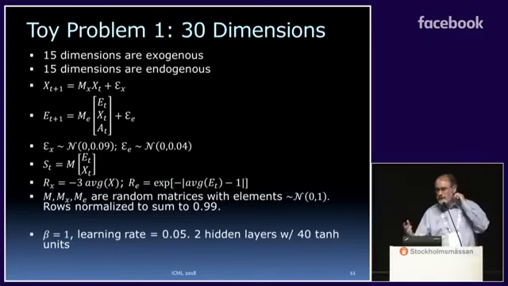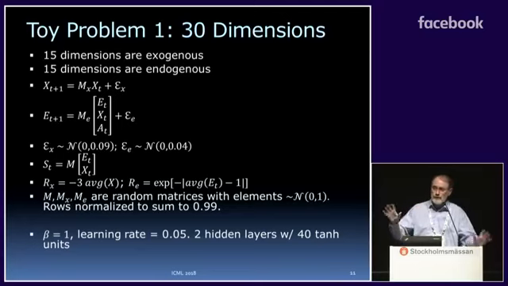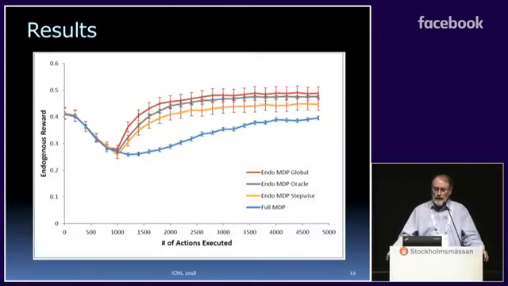So let me just show you two examples. There's a lot more in the paper. One is a toy problem. It's a linear dynamical system with 30 dimensions, of which 15 are exogenous and 15 are endogenous. And then they've been mixed by a linear mixing matrix. And so our challenge is to unmix them. We're using Q-learning with Boltzmann exploration. And so here are the results.